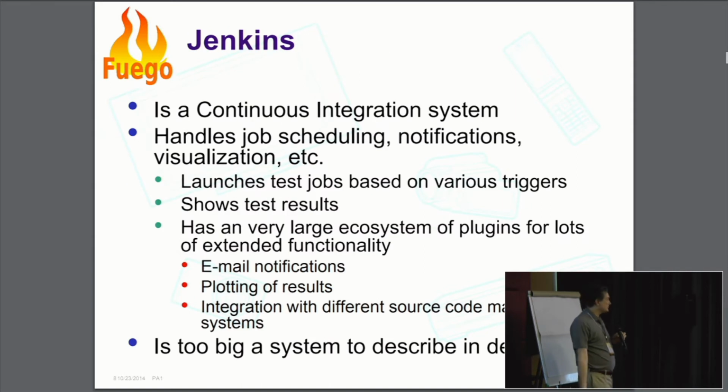Jenkins is a continuous integration system. If you're not familiar with it, it's been in the industry a long time. There are literally thousands of plugins. In the Fuego system, this is a layer of our code that handles job scheduling, notifications, and visualizations. Jenkins is used to actually launch the test jobs, and the user has to configure those triggers themselves. It shows the test results. We wrote a plugin for Jenkins that does plotting of benchmark results, and we also show some HTML tables of results. Like I said, it has a very large ecosystem of plugins that already exist to do email notifications and other kinds of plotting, and it's integrated with other source code management systems, so you can set up Git triggers or SVN triggers. It's too big of a system to describe in detail here, but this is a little bit what it looks like.